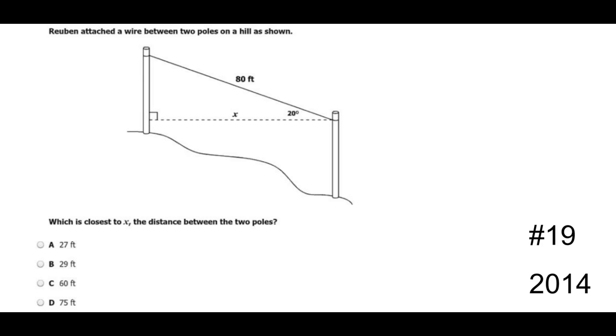This is number 19 from the 2014 Geometry SOL. It says Reuben attached a wire between two poles and a hill is shown. Which is the closest value to x, the distance between the two poles?